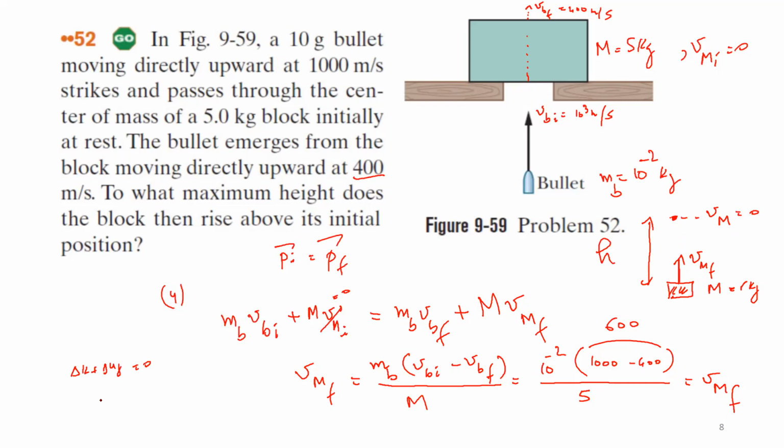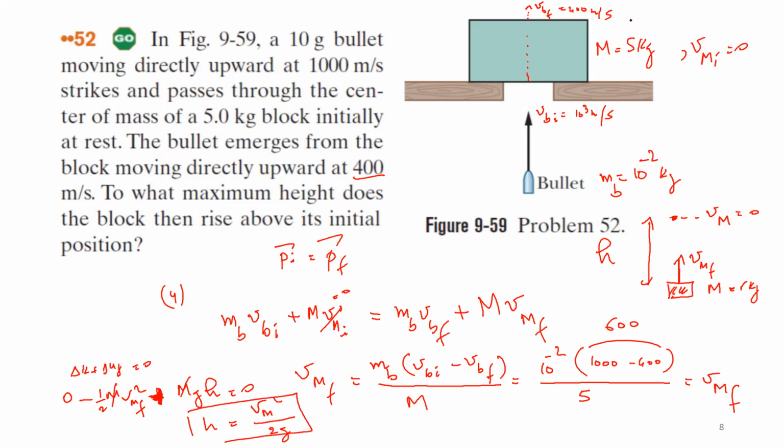Okay. Final minus initial, so K final is 0, K initial is half M V_M final squared. This is equal to delta U_G, so let me put it this way, plus MGH, and this is 0. Of course, it will be independent of M. So H is just equal to what? Basically, V_M final squared divided by 2G.